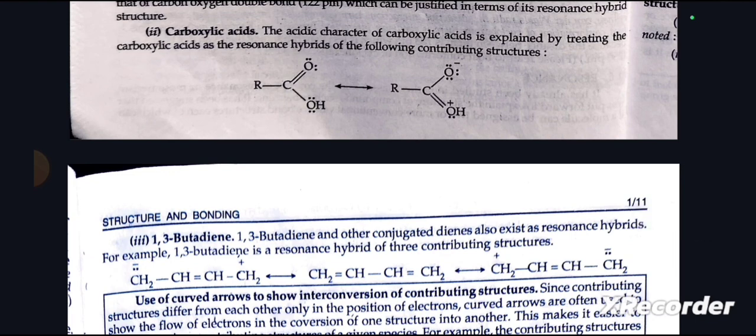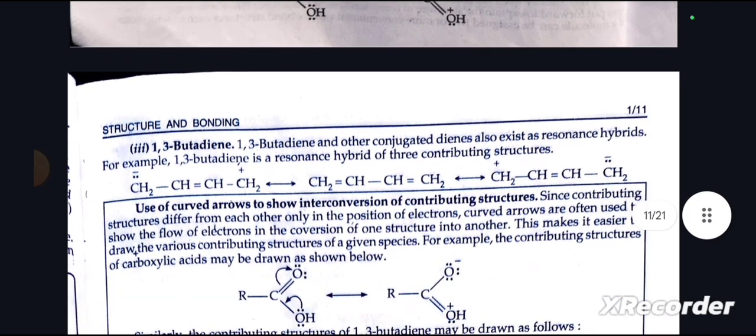Second, carboxylic acid. The acidic character of carboxylic acid is explained by treating the carboxylic acid as the resonance hybrid of the following contributing structures: RCOOH, and RC single bond oxygen negative, double bond oxygen positive hydrogen.